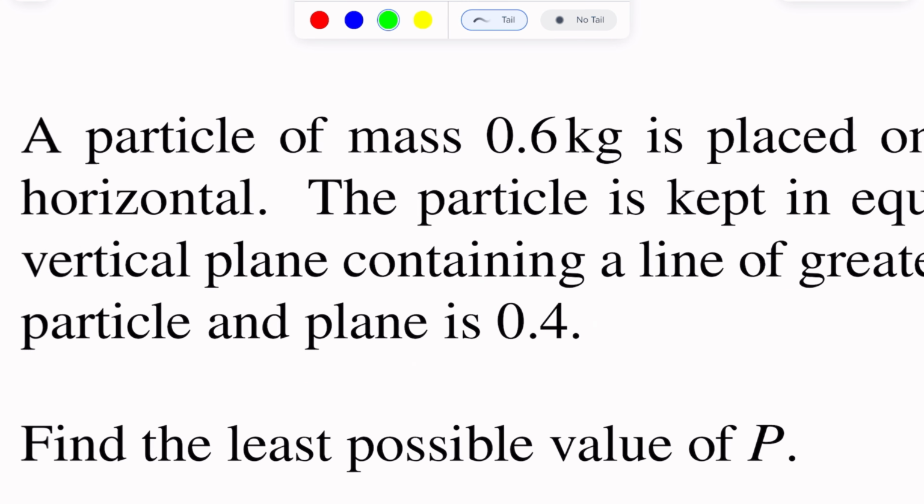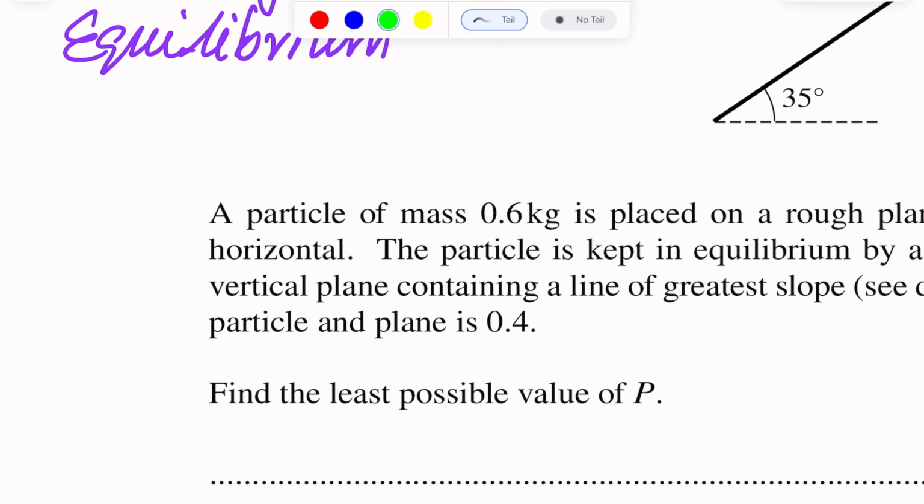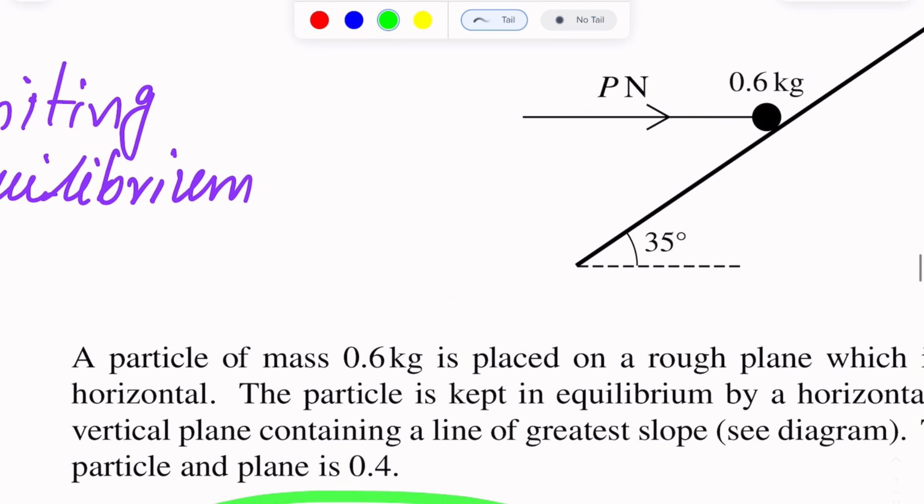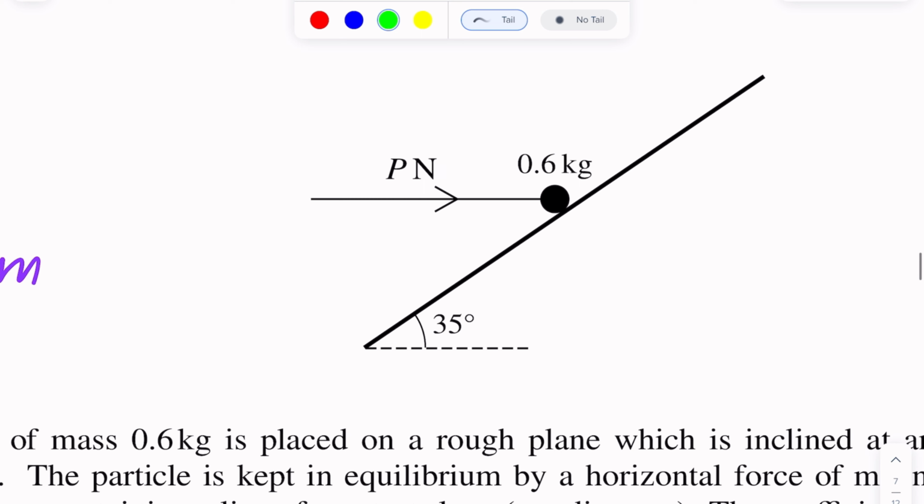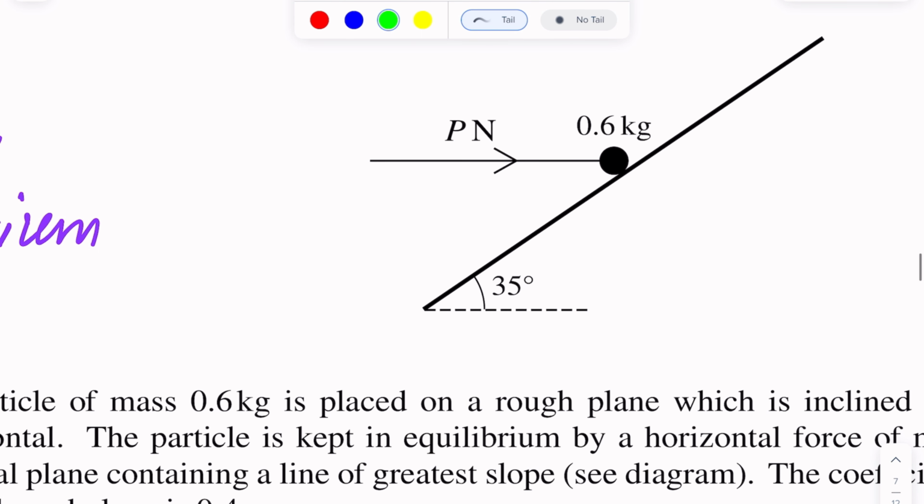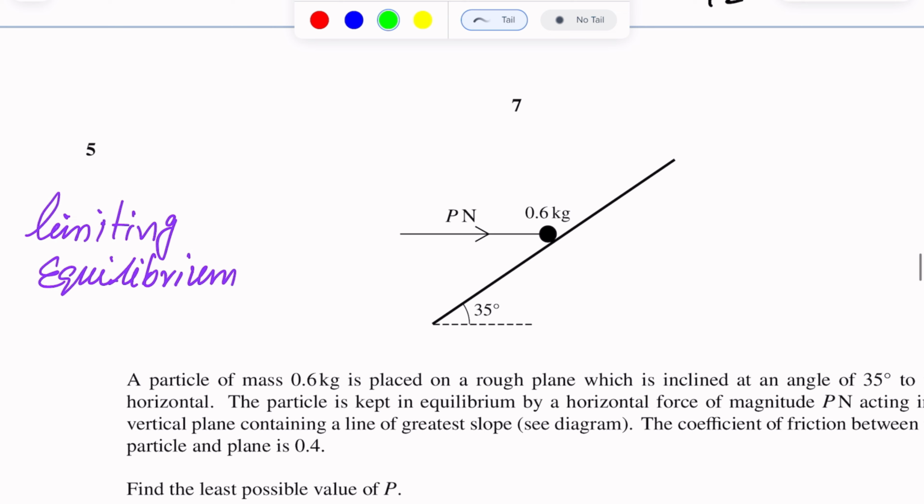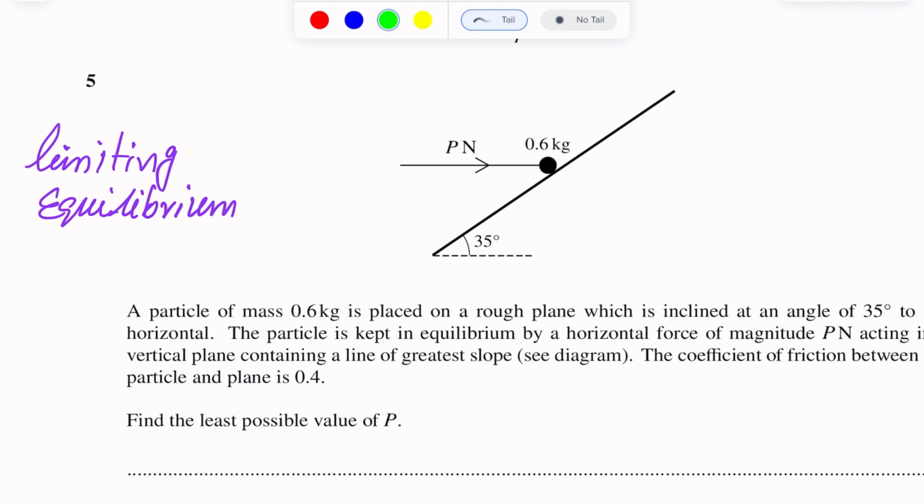0.4 is the coefficient of friction. Find the least possible value of this P. This particle is in equilibrium. It is kept in equilibrium by a horizontal force P Newton. This is the force P acting horizontally. The mass of the particle is 0.6 kg. We have to find the least possible value of P.